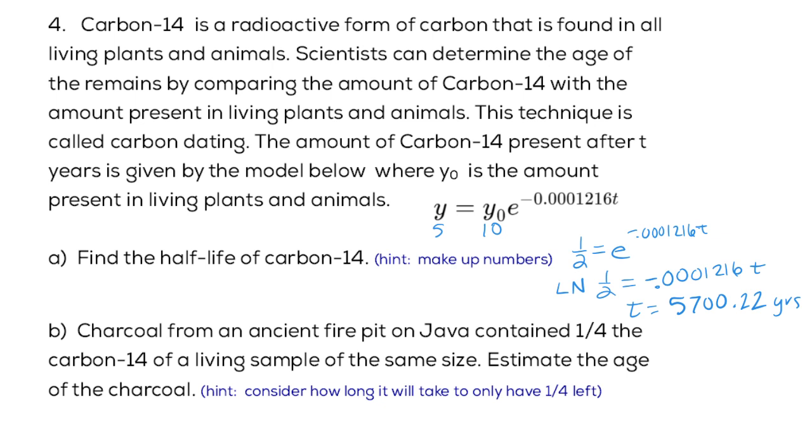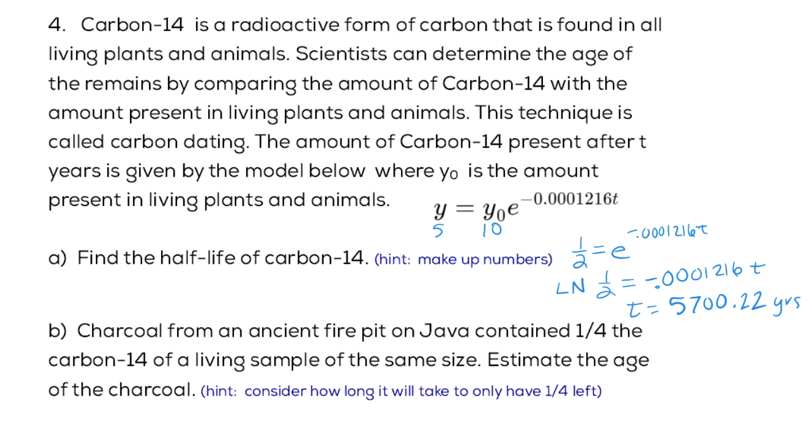Okay, so then let's look at this next problem. Charcoal from an ancient fire pit on Java contained 1/4 the carbon-14 of a living sample of the same size. Estimate the age of the charcoal. Okay, so here my hint is to consider how long it will take to only have 1/4 left. All right, so if our half-life is 5,700 years, it's going to take that long for half of it to disappear. And then half of a half is 1/4.